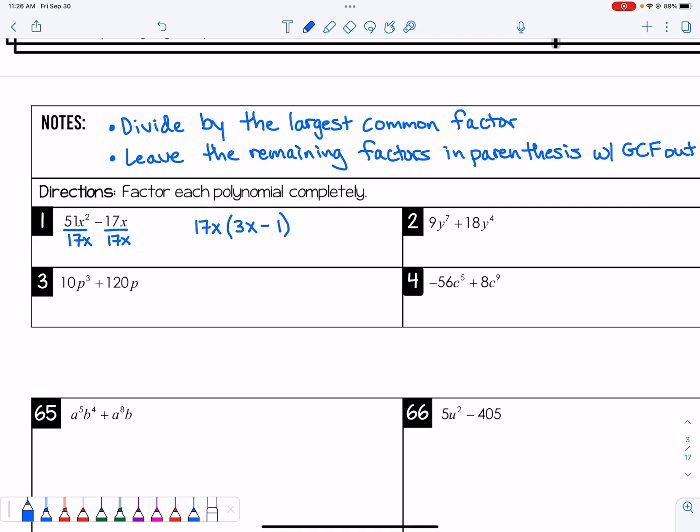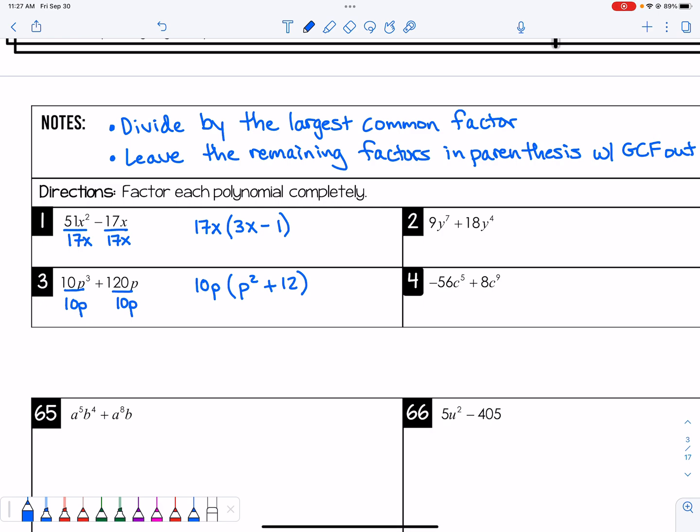For number 10, I can tell that these two have 10p as their greatest common factor. So I want to divide both by 10p, write that out front of a parentheses, and then put what's left. So I see I would have p squared left over for the first term plus 12 left over for the second term. And then that's all I could do for that one.